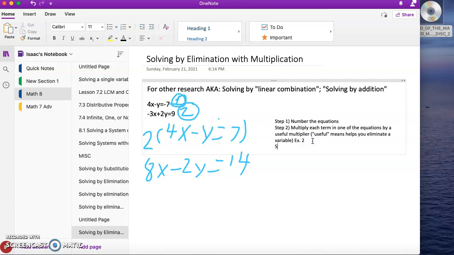Now step 3. Title your new equation 1b or 2b. Because I made this new equation by multiplying equation 1, I'm going to title this 1b. Step 4, combine and eliminate.